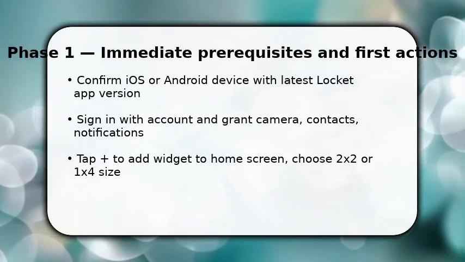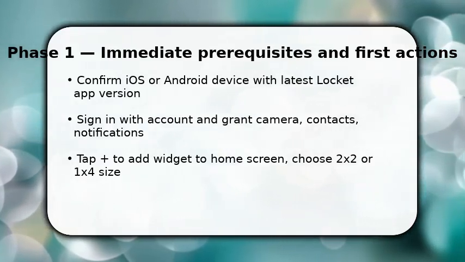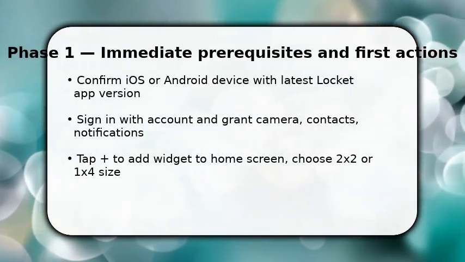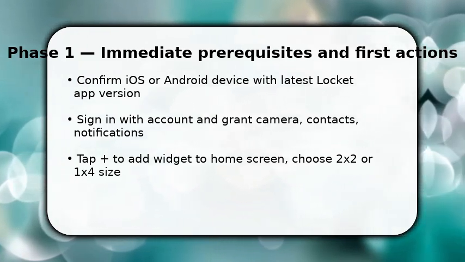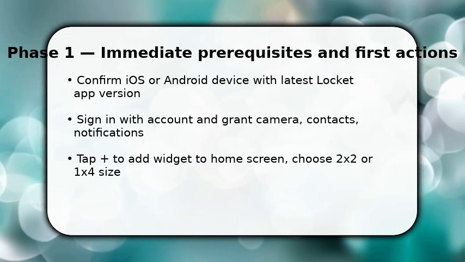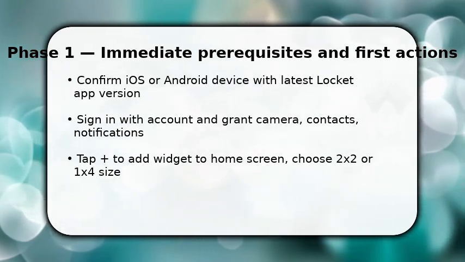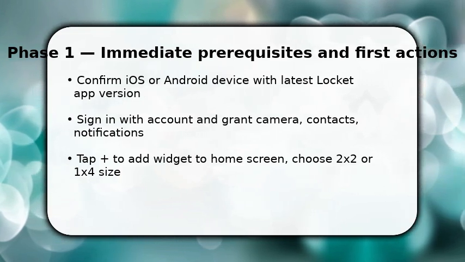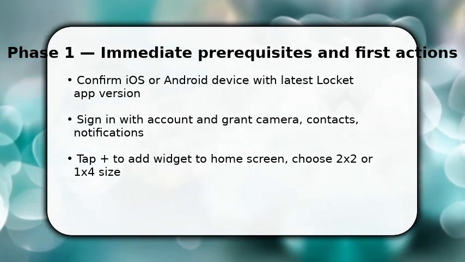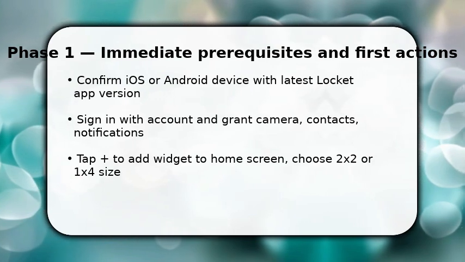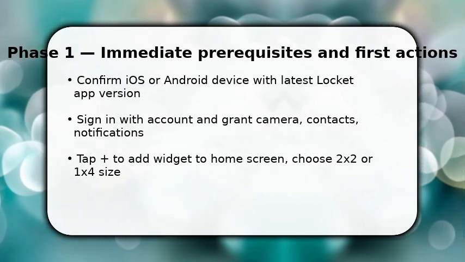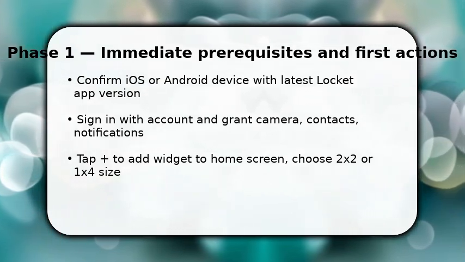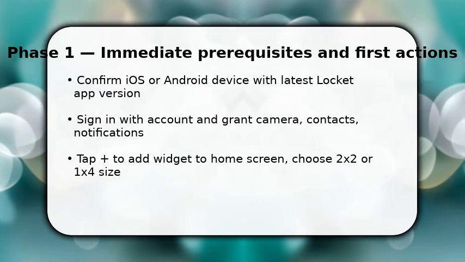You start by opening the Locket app and signing in. This connects your shared widget to contacts. Once done, grant camera and notification access so live photos and alerts work. Next, long press your home screen, tap plus, then choose Locket widget size, pick 2x2 for portrait or 1x4 for wider feed. Make sure to place it where you want frequent glances. These steps let you instantly populate the widget and keep updates flowing without reauthorizing repeatedly.